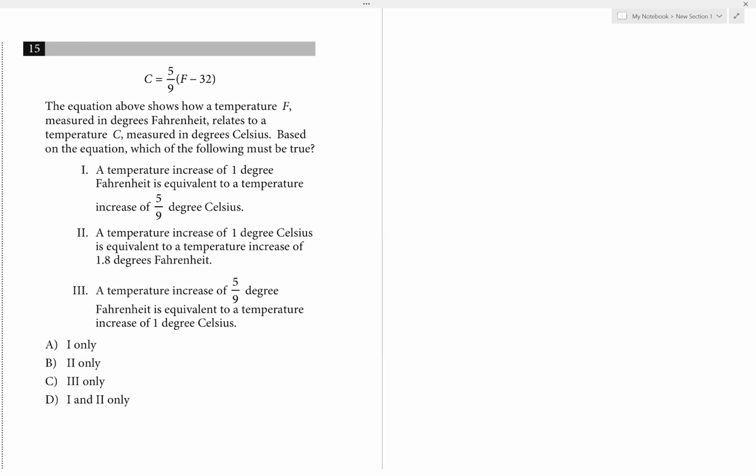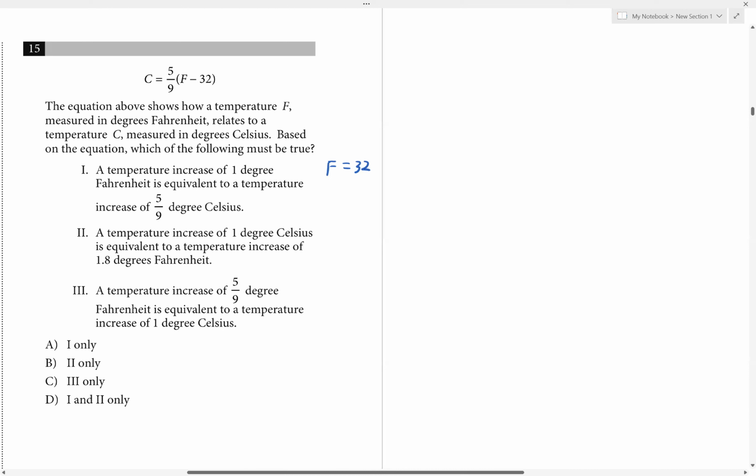All right, let's look at statement 1. Statement 1 says a temperature increase of 1 degree Fahrenheit is equivalent to a temperature increase of 5/9 degrees Celsius. Is that a true statement? Well, there is more than one way to think about this. What we could do is use a test number. Let's say Fahrenheit is 32 degrees, for example.